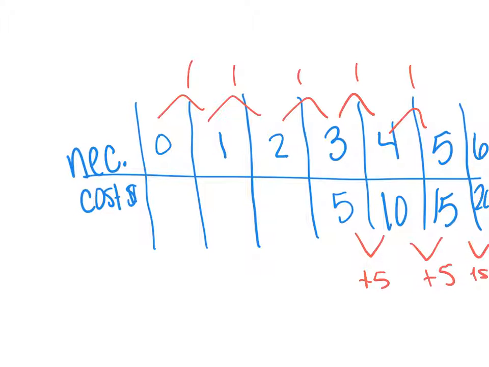So working backwards, we would need to go 5 here, which would be 0. This would be negative 5, and this would be negative 10. Okay, so I just moved the 5 back from happening here.